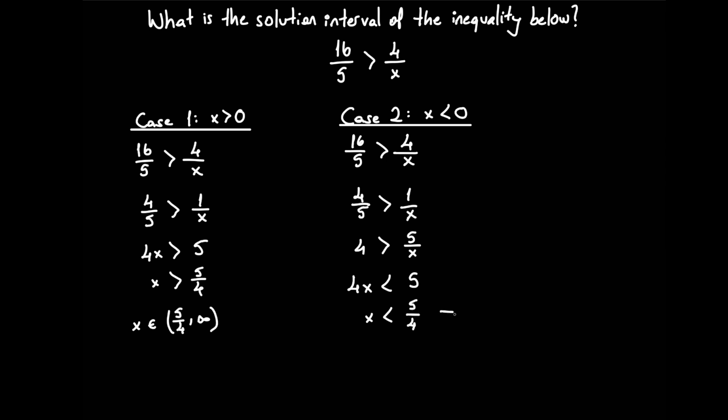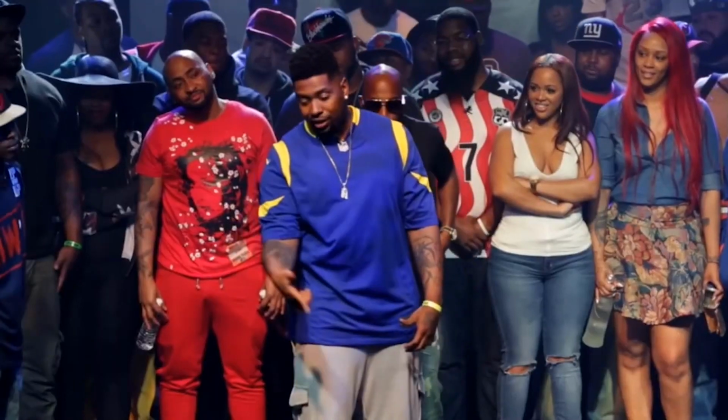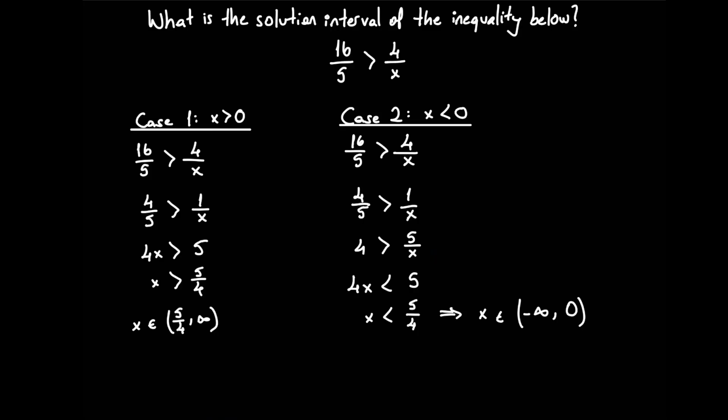Therefore, from this case, x can be any value between minus infinity up to 0. Not 5 over 4, it's 0. You might have expected 5 over 4 instead of 0. But for this case, the solution interval of x is from minus infinity to 0. Because the fact still remains. We said that for this case, x is lower than 0. Therefore, we will discard x values that are greater than 0. Which is why we will have an interval from minus infinity up to 0.